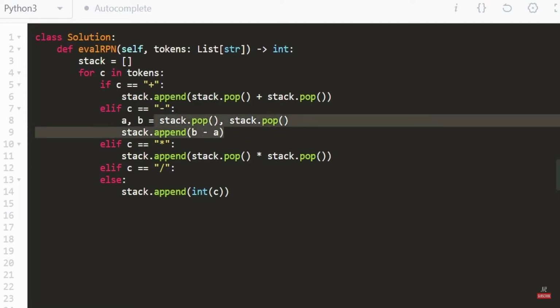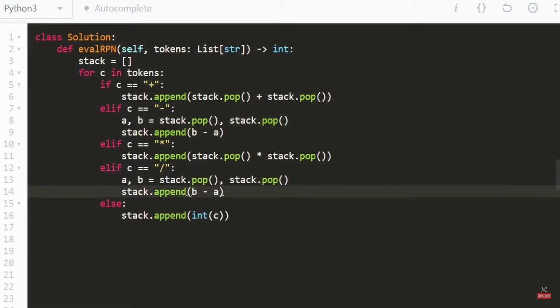This, though, is going to be very similar to what we do in our divide operation down here. We're going to pop 2 values, and then in that same order, B and then A, we're going to divide them rather than subtract them. But in Python, when you do this, this is actually decimal division, but we want to round it towards 0. So to do that, we can actually just call the int function, which will convert it to an integer and also round it towards 0 at the same time. So that's pretty much the entire code.